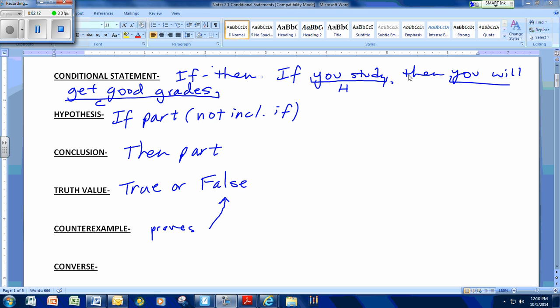Okay, the last thing we're going to talk about is a converse. What a converse is, is when you switch the hypothesis and conclusion. When you switch the hypothesis and conclusion, that becomes the converse of the original conditional statement.